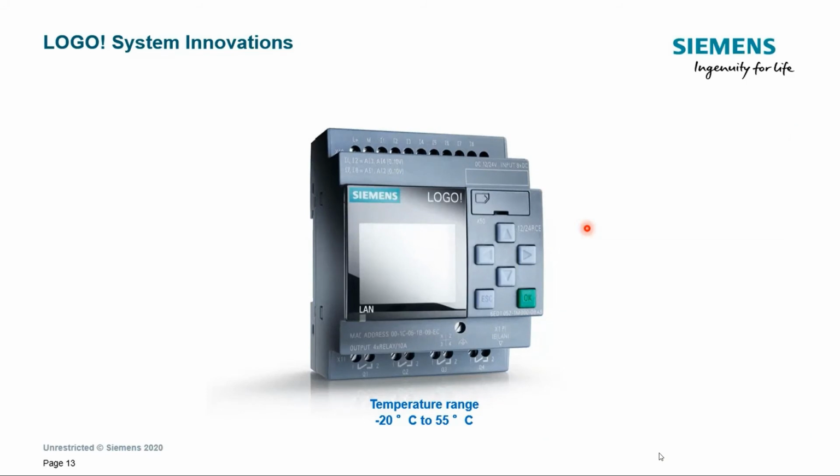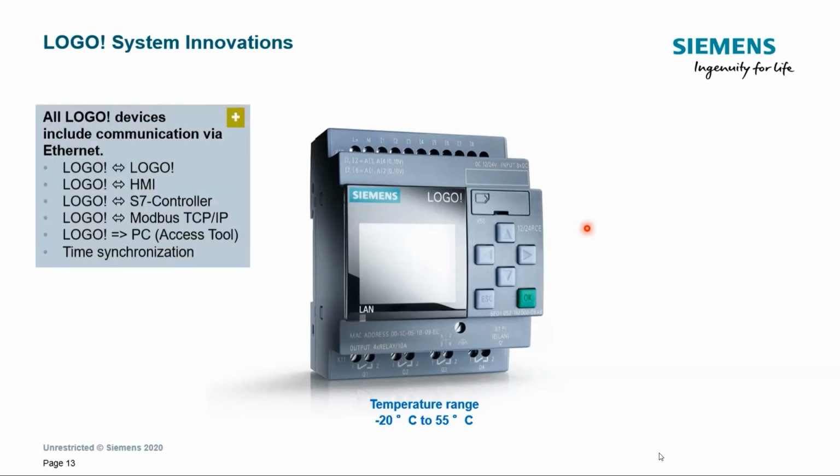Now you see that we have covered almost everything in the product portfolio of LOGO. Let's have a look at some of the really interesting innovations within LOGO as a system. In terms of communication, LOGO now, because it has an Ethernet port, is capable of doing a lot of things. So we can do LOGO to LOGO communication. We can do LOGO to an HMI. So aside from the LOGO text display, we can connect LOGO to any standard HMI that we have, or any SCADA system for that matter. That is also possible.